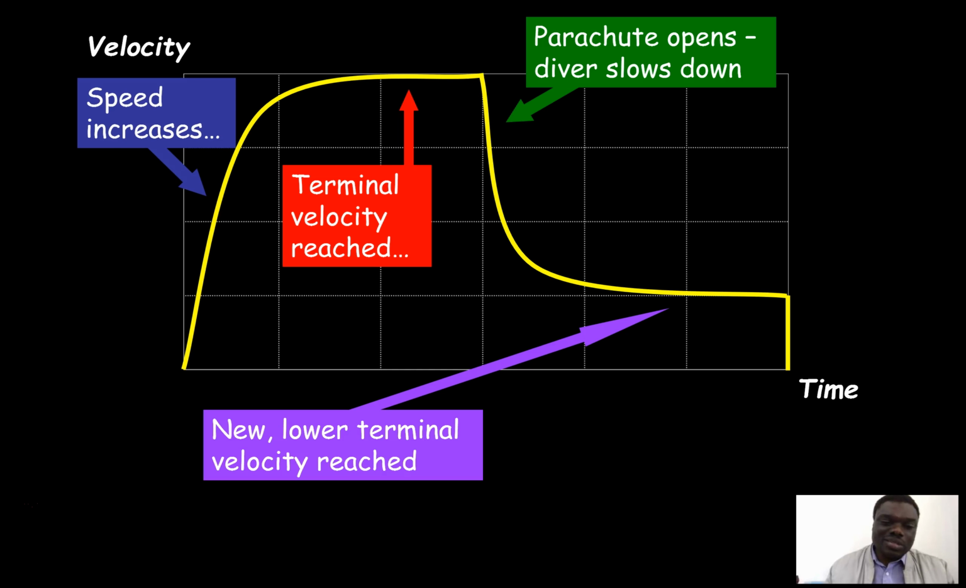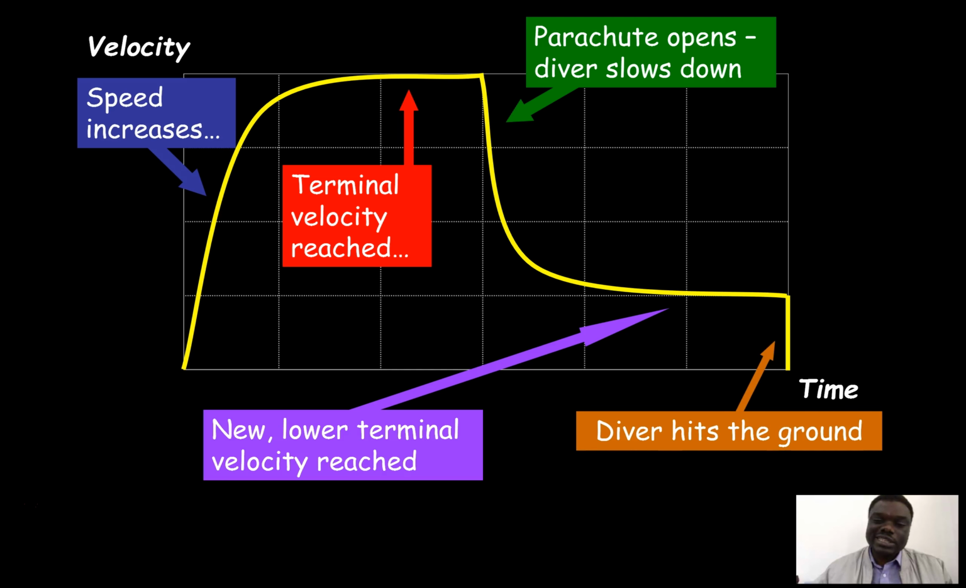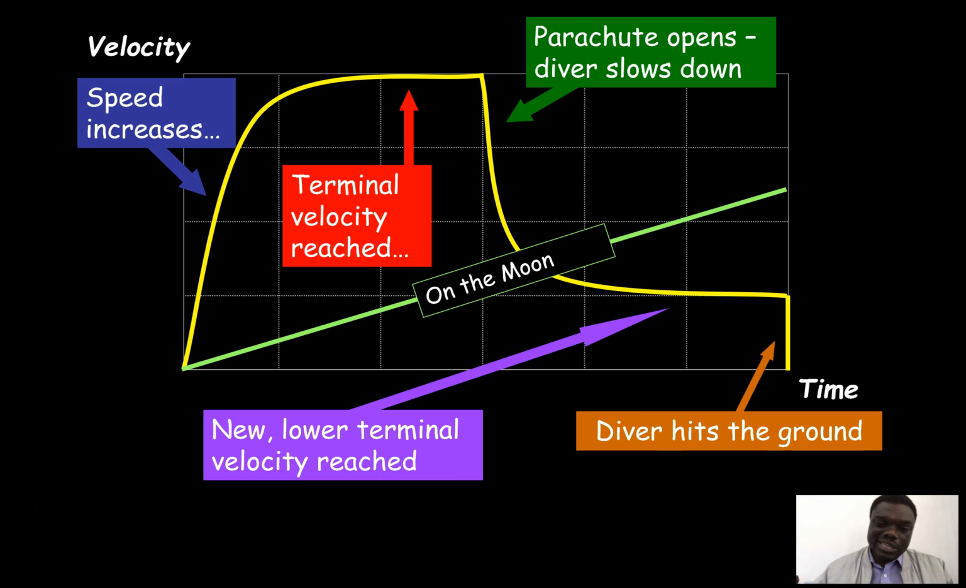If he was on the moon, it's in space, so there is no air, of course, so there will be no air resistance. So what will happen? Think a little bit. What will be the difference on the moon? Pause the video and think for a while. Okay, you got it correct. On the moon, there is no air resistance, so he will continue to accelerate until he hits the ground.